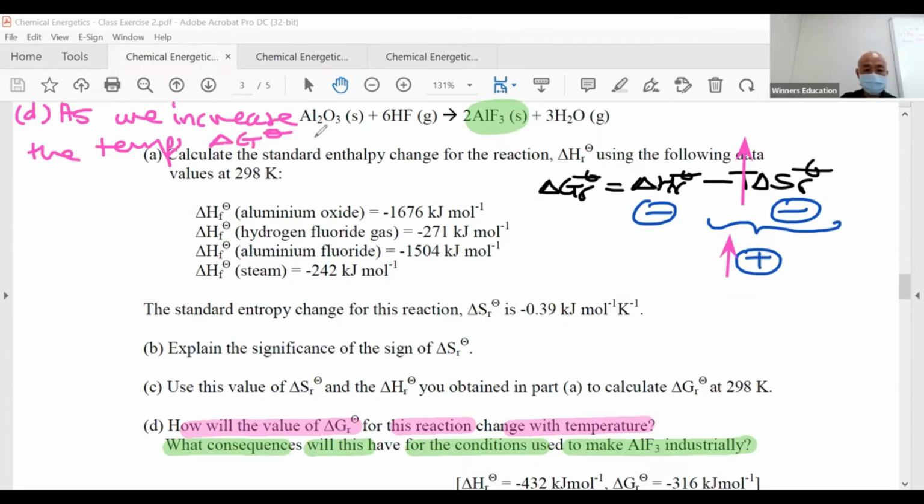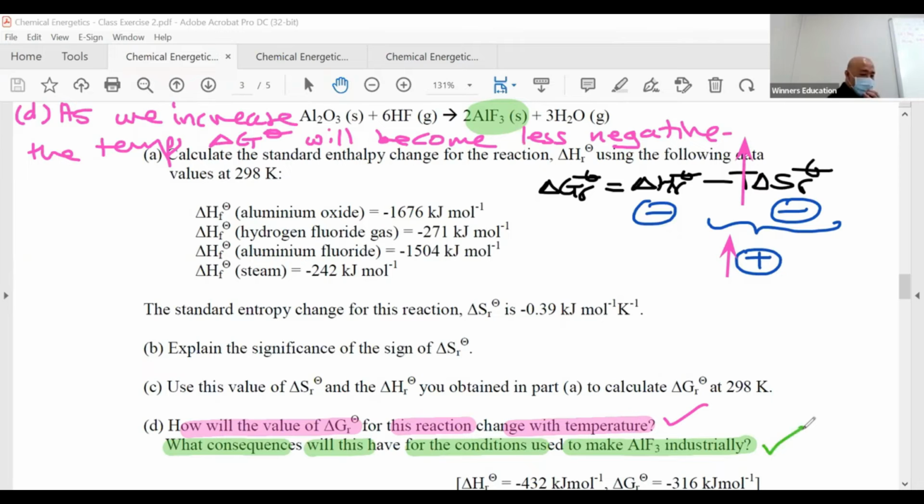delta G, Gibbs free energy change, will become less negative, or you can say more positive. It's the same English word. So I have answered this part. And then we apply to the question.